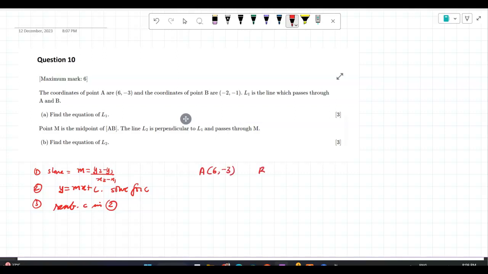A is (6, minus 3), B is (minus 2, minus 1). So slope of AB is y2 minus y1 upon x2 minus x1. So minus 1 plus 3. This is x1, y1. This is x2, y2.